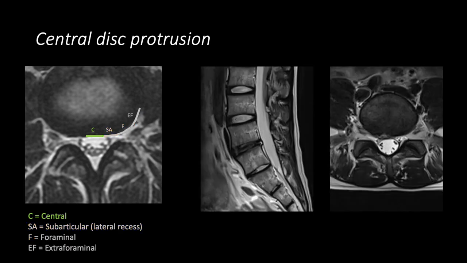This is an example of a central disc protrusion. As you can see on the sagittal T2 weighted image at L4-L5, there is this localized extension of disc material beyond the disc space here and here. It doesn't look like it's contacting or compressing any adjacent nerve roots.